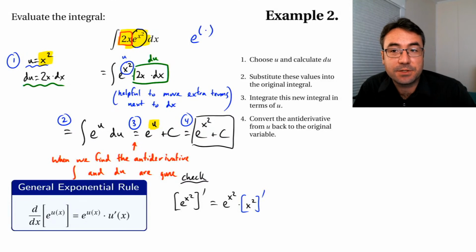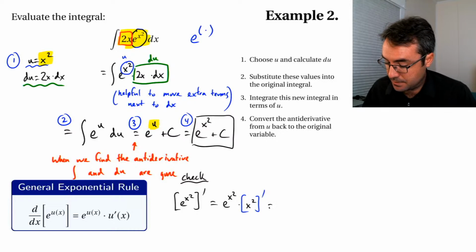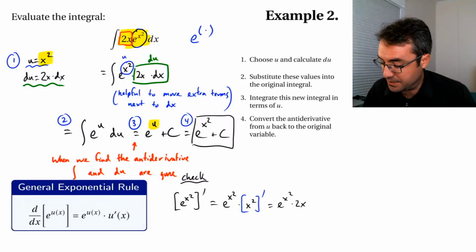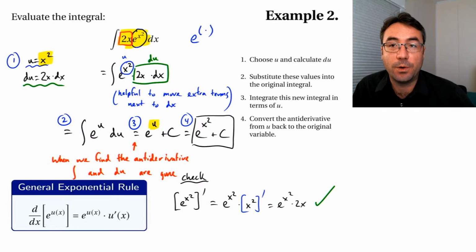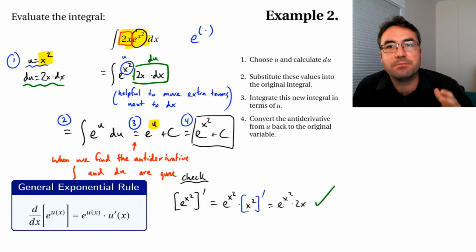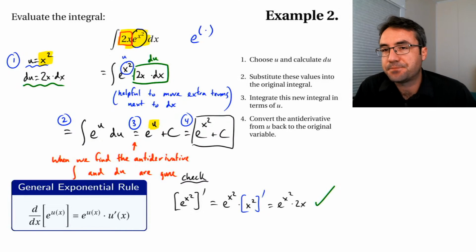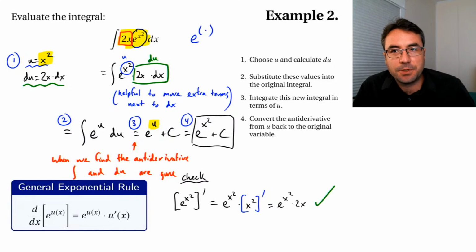So the derivative of x squared is 2x. So we end up with e to the x squared times 2x. And we see that, yeah, that is what we started with. The 2x was in front, but that's okay. So we can always check our answer. And for these substitution rules, when you check your answer, you're going to have to use the chain rule somewhere along the way.